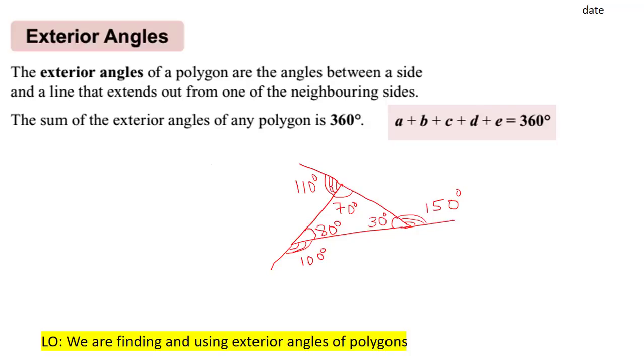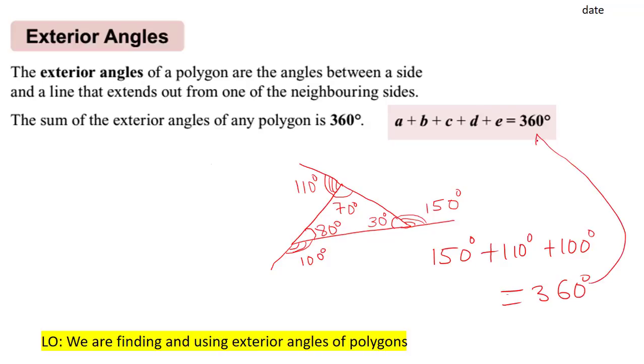Now if I just focus on the angles outside, I've got this angle there, this angle there, and that one. You can see that if we add them up, so if I go 150, add 110, and add 100 degrees, the answer is going to be 360. Okay, so that's that one there.